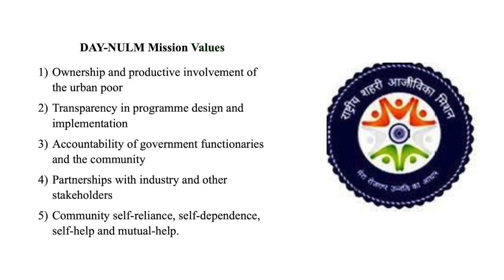Number one is the ownership and productive involvement of the urban poor and their institutions in all the processes. Number two, transparency in program design and implementation, including institution building and capacity strengthening. Number three is accountability of government functionaries and the community. Number four, partnership with industry and other stakeholders. And lastly, we have community self-reliance, self-dependence, self-help, and mutual help. All these five major points have become the mission's important values.